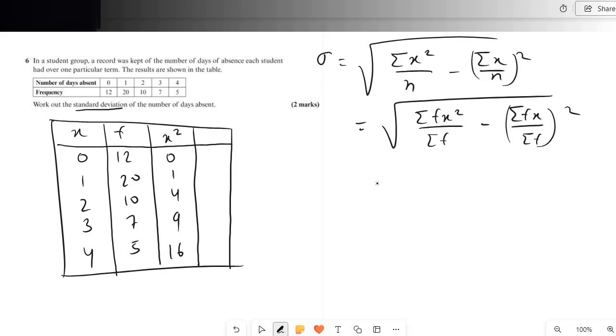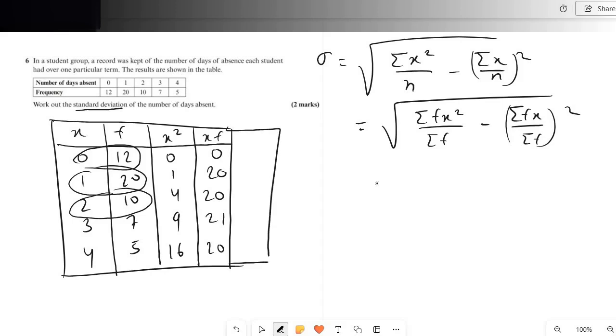Now we can calculate the value of xf, which is going to be 0, meaning the product of these two. Then we have 1 multiplied with 20, which is 20. Then 2 multiplied with 10, which is also 20. Then we have 21, and then finally 20.